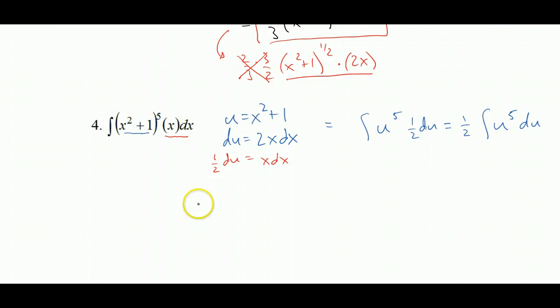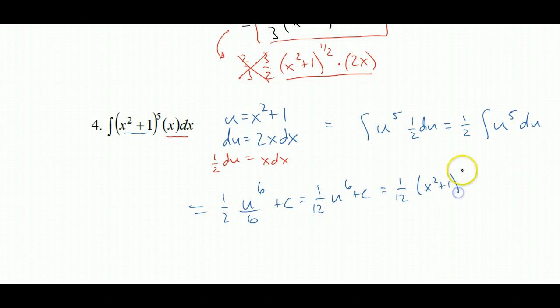The antiderivative is going to be u to the 6th divided by 6. Now, don't forget about my 1/2, plus c, or 1/12 u to the 6th plus c. And last step, replace the u. So 1/12 times x squared plus 1 to the 6th power plus c. Once again, if you want to derive it, you can check and see if you got the exact same thing that you started with inside the integral to begin with.